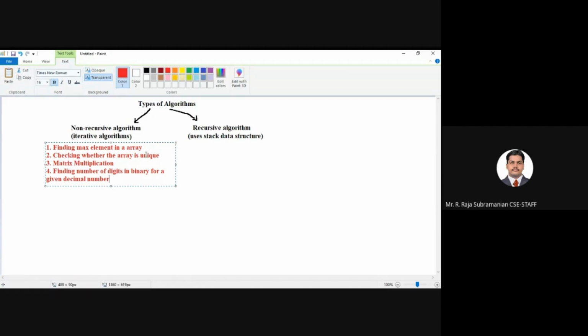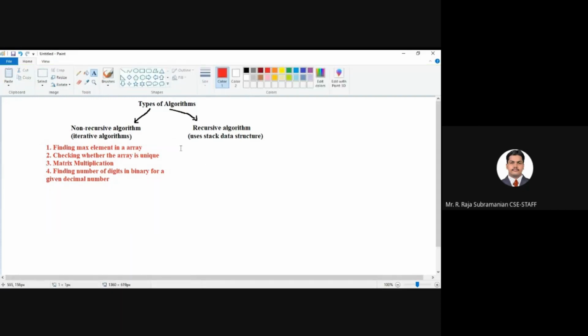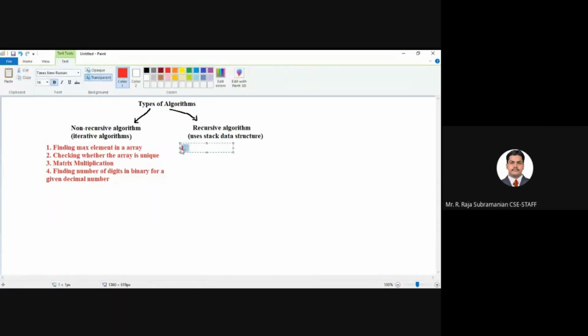So we are not going to directly say it; we are going to derive it line by line from the algorithm, and then say what the complexity is. That's what we are going to do, right? So these 4 algorithms are on one side, the non-recursive algorithms. On the other side, we have recursive algorithms. First one is factorial of a number. Second, towers of Hanoi. Hope you have seen this in data structures.